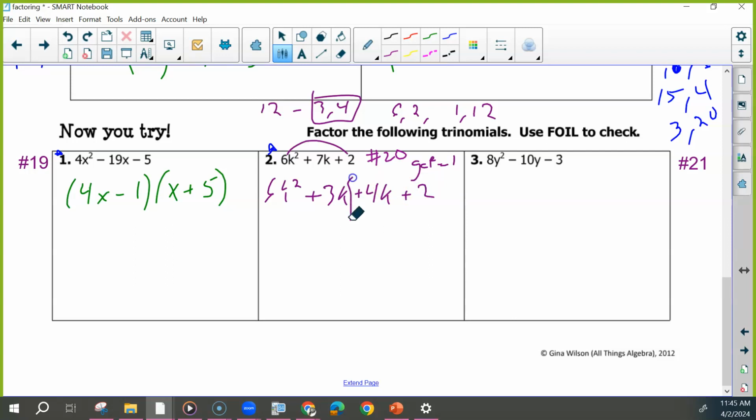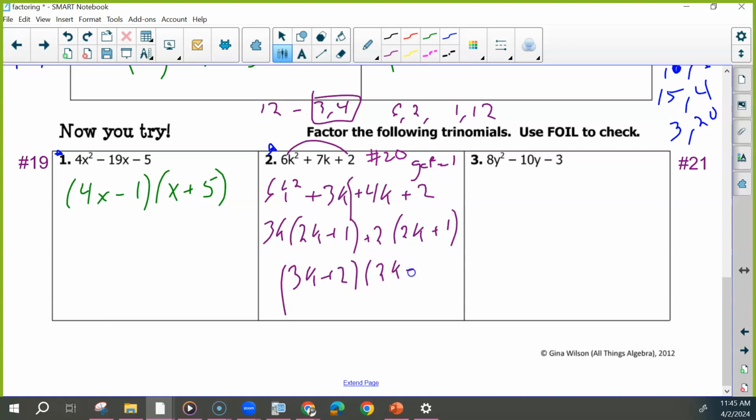Split that down the middle. What could we divide out of those first two? 3k. And what would be left? Plus 1. And what could we divide out of the last two? 2. Leaving 2k plus 1. And then our final answer, 3k plus 2 and 2k plus 1. You guys figure out where you went wrong.